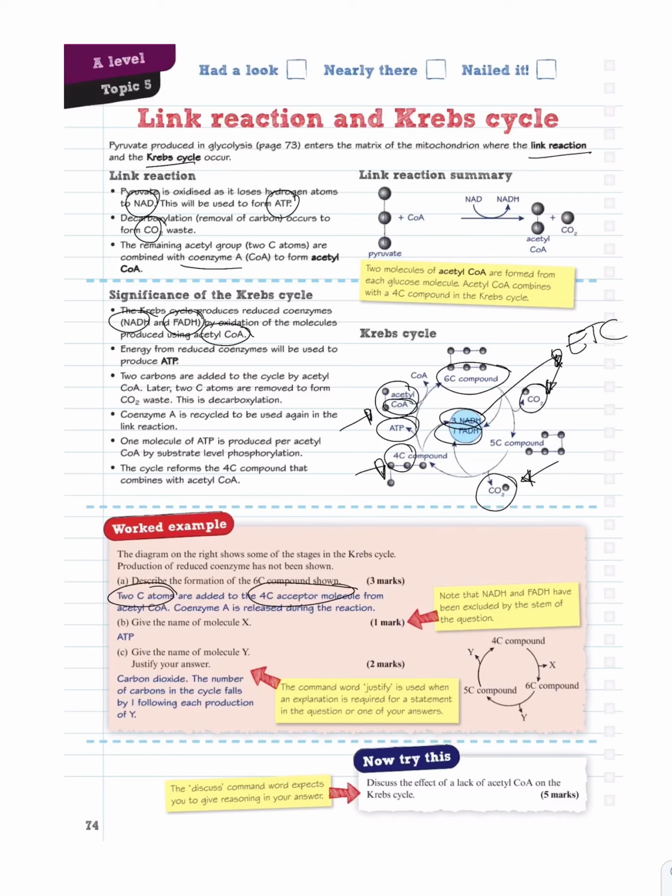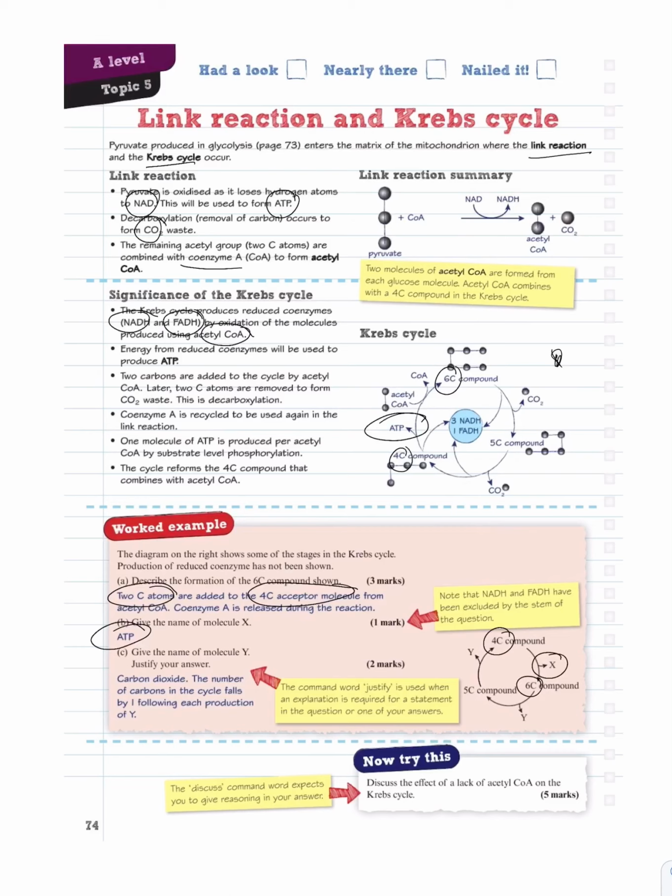Give the name of molecule X. So if we look at molecule X, it's going from a 4-carbon compound to a 6-carbon compound. If we look at this diagram again, the 4-carbon compound to 6-carbon compound, we have ATP. That's given off, therefore X is ATP.